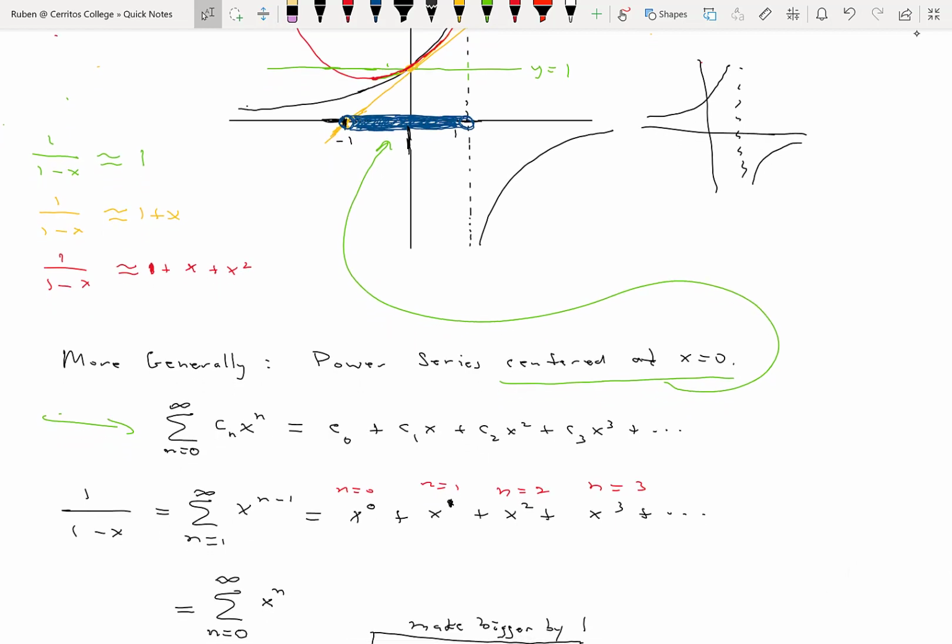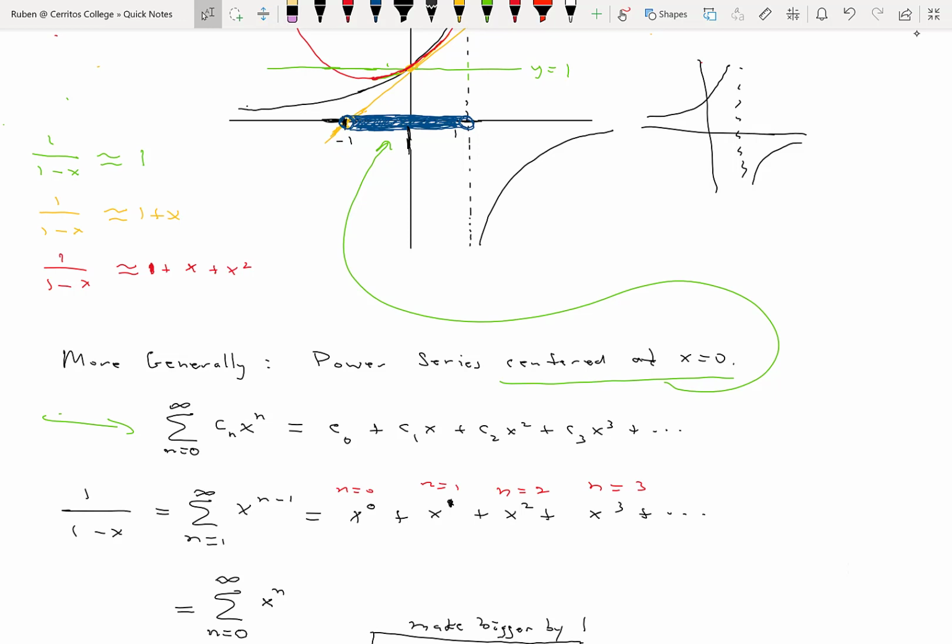Now check it out. Take the sum that I have written there, n goes from 0 to infinity, x to the n. If n equals 0, I get x to the 0, or 1. n equals 1, I get x to the first power. n equals 2, I get x squared, etc. So I've rewritten my power series that used to be in the form where n goes from 1 to infinity of x to the n minus 1, as a power of x to the n instead. Now notice that I can always do that.